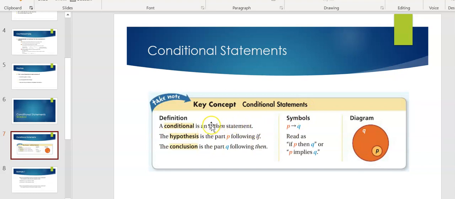Whatever follows the if will be our hypothesis. And then whatever follows our then is our conclusion. And so we can also look at this as a Venn diagram. Our conclusion includes our hypothesis as well as other options, all right? And then in looking at it in symbols, we're looking at our P, our hypothesis, and then it leads to our conclusion, our Q.